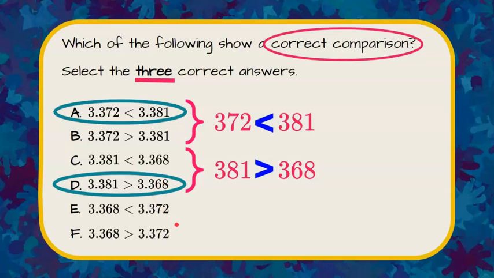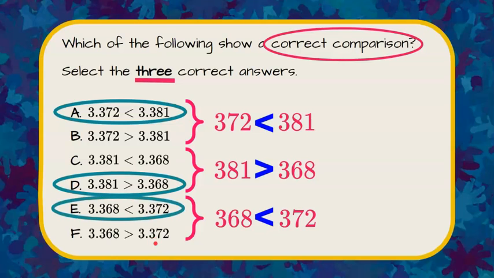Now, if we're going to look at the next two, E, we understand that we have the same value here, 3 and 368 thousandths, and then 3 and 372 thousandths. So let's do the same thing. We're going to compare the values 368 and 372. And we know that 368 is less than 372, therefore our correct answer choice here would be E. There you have it. Our 3 correct answer choices are A, D, and E.